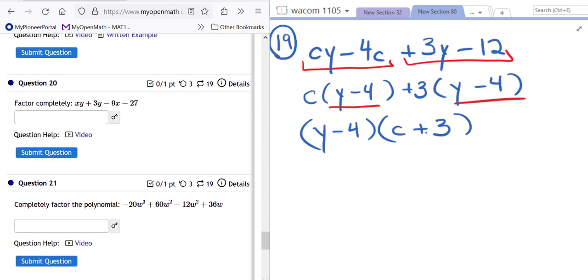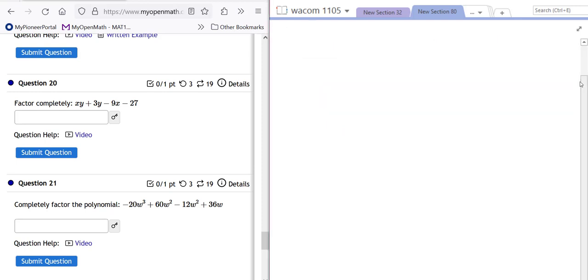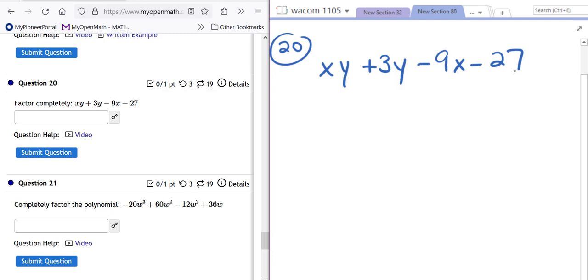All right, number 20. This one has one little piece that's different for us. It is 4 terms, so we're going to try grouping. So we'll make our groups, and we'll try GCF. In the first group, you can take out a y, and that leaves you an x plus 3.